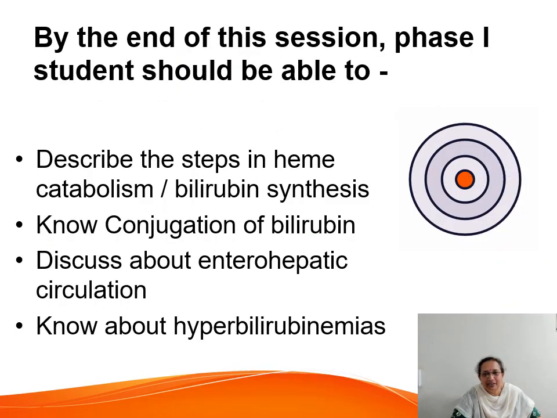So by the end of this session, phase 1 student should be able to describe the steps involved in the heme catabolism, otherwise known as bilirubin synthesis. If the question comes as heme catabolism, also the same answer. If the question comes as bilirubin synthesis, also the same answer. Right? And then the next objective would be to know the conjugation of the bilirubin, which is going to take place in the liver, and to discuss about the hepatic circulation and even to know about hyperbilirubinemia.